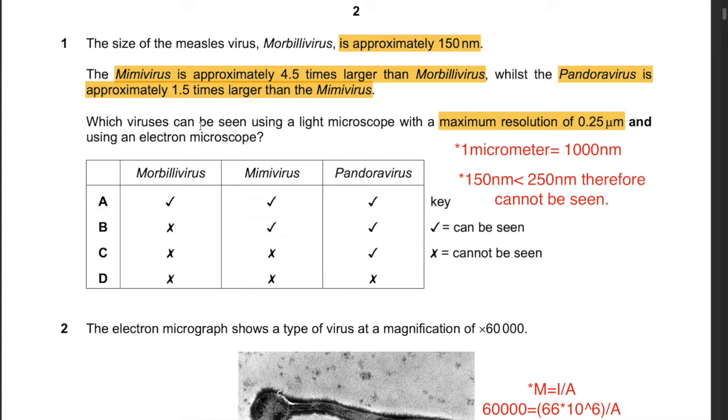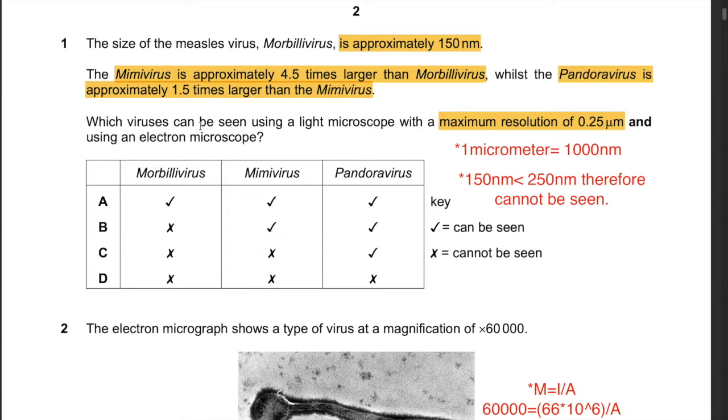Question 1. The size of the measles virus, morbillivirus, is approximately 150 nanometers. The mimivirus is approximately 4.5 times larger than morbillivirus, whilst the Pandora virus is approximately 1.5 times larger than the mimivirus. Which viruses can be seen using a light microscope with a maximum resolution of 0.25 micrometer and using an electron microscope? So in this question, they have given the maximum resolution being 0.25 micrometer.